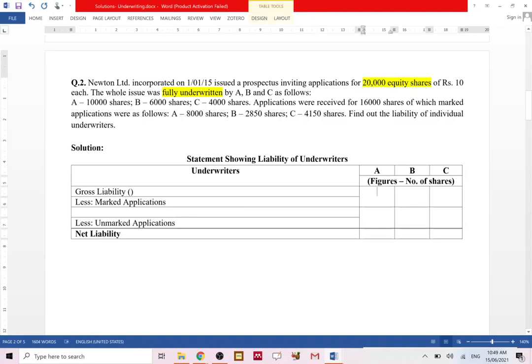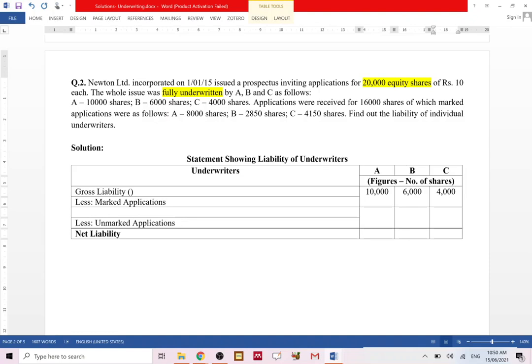So, how much has each one agreed to take? A says, out of 20, I will take 10, meaning I take the risk or the responsibility for 10,000 shares. B says, I will take 6,000 shares. And C says, I will take the risk of 4,000 shares. So, this is their initial liability, what they initially take responsibility for in case nobody subscribes.